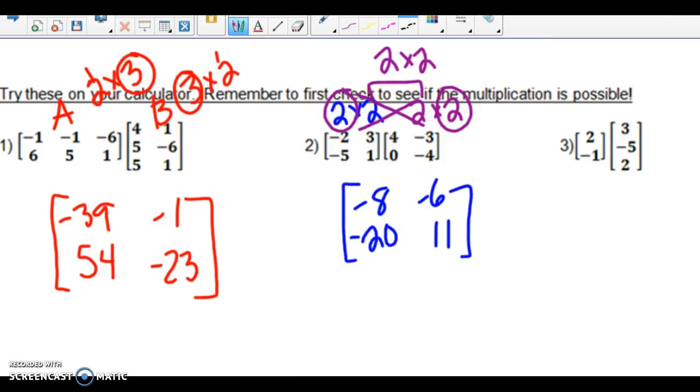Okay. Last one on this page. So I have a 2 by 1 matrix. And because remember, it goes horizontals by verticals. And this one is a 3 by 1 matrix. These two do not match each other. So this one has no solution. If you were to do this in your calculator, it would give you an error message, and it would say dimension mismatch. And it would tell you that you can't do it. That's how it tells you.